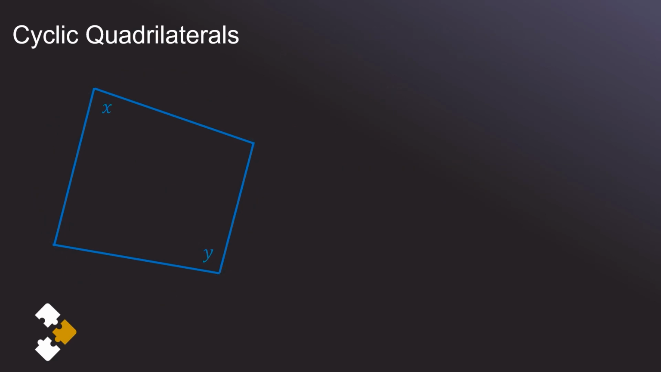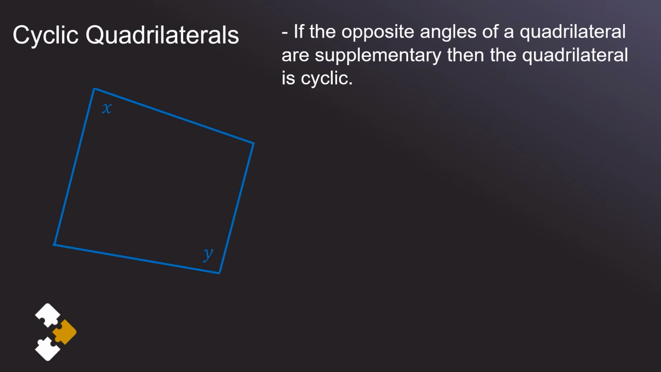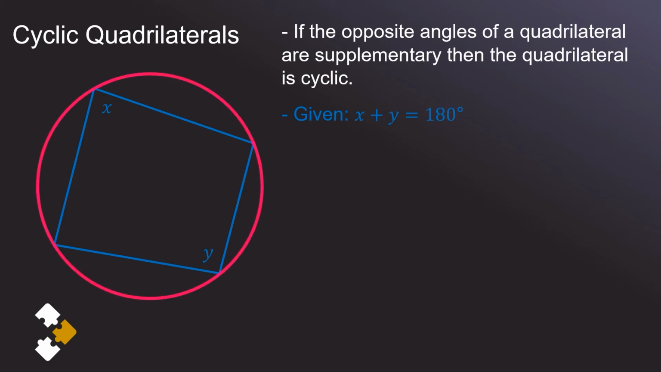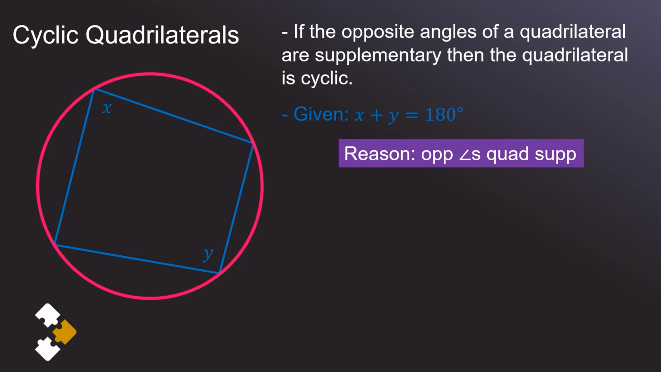If the opposite angles of a quadrilateral are supplementary, in other words, they add up to 180 degrees, then the quadrilateral is going to be cyclic. So here, given that x plus y is equal to 180 degrees, we can then claim that actually the 4 points are concyclic. In other words, that quadrilateral is a cyclic quadrilateral, and our reason is opposite angles quad sup. So basically that just means the opposite angles of a quadrilateral are supplementary, and therefore it's a cyclic quadrilateral.